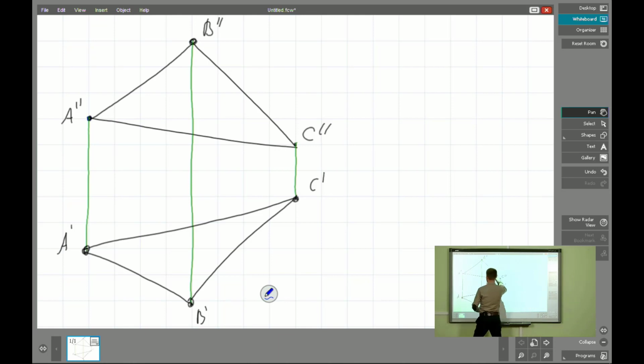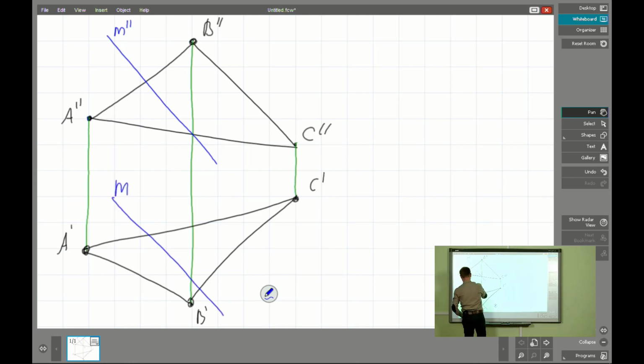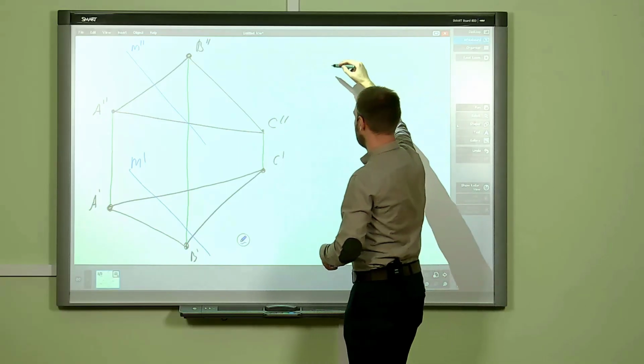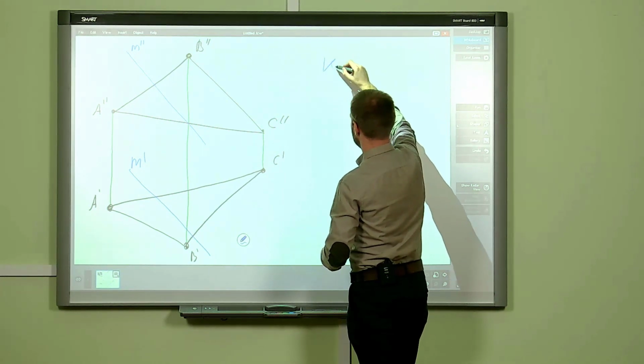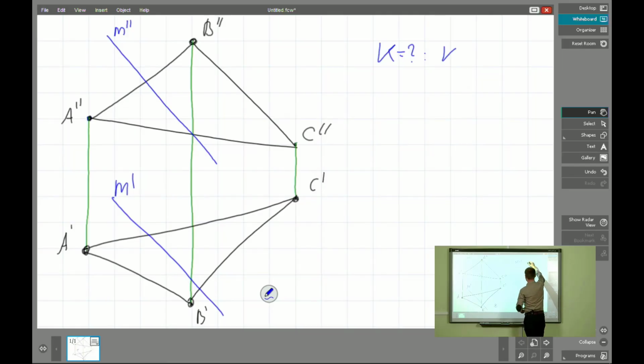Okay, and by blue color I will give you the second assumption, I mean piercing line. Okay, and the one projection of the piercing line somewhere here will be first projection, second projection. Okay, and it means that the second projection will be somewhere here. Okay, and the problem is connected with finding the piercing point. It means point such as it is the common part between alpha given by A, B, C and line M.